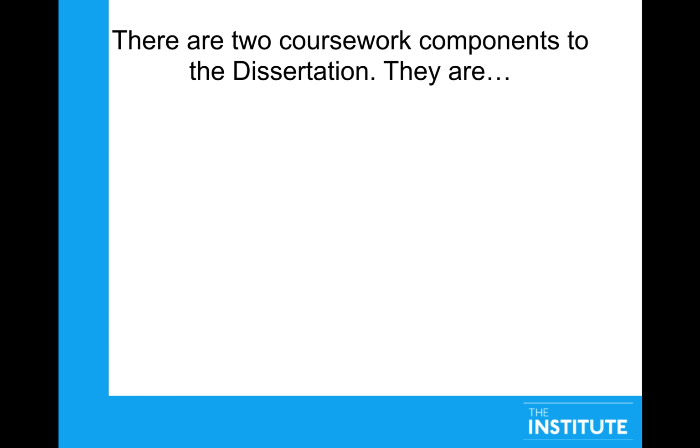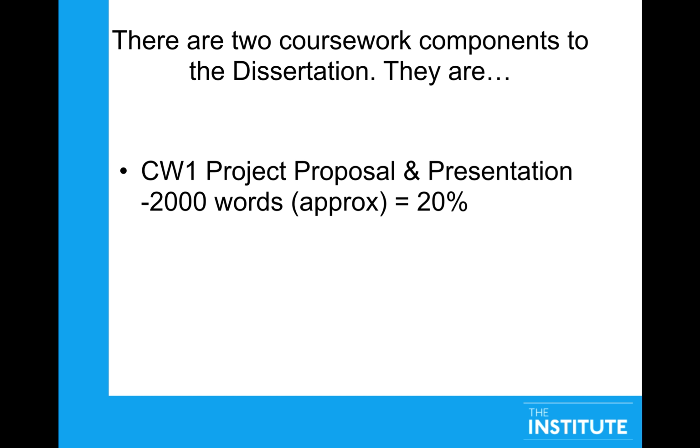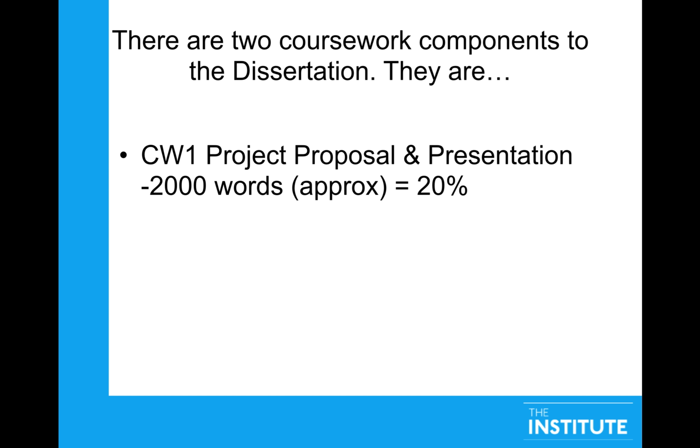Looking first at the assessment components, there are two for this module. There is the first coursework, CW1, which is a project proposal and presentation. This is 2,000 words for those of you doing PA 3904, which is the 40 credit dissertation, and 1,000 words for those of you doing PA 3902. And it accounts for 20% of the overall grade. I'll talk a bit more later about what's expected in that proposal.